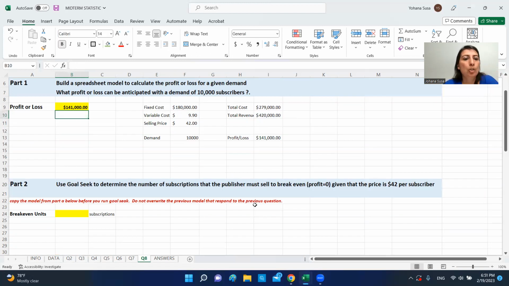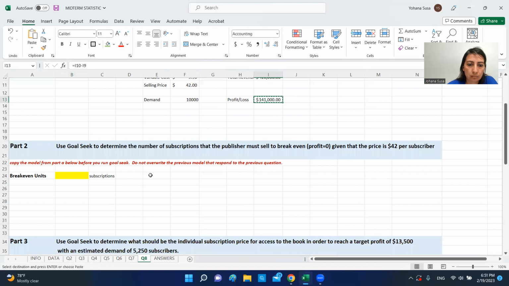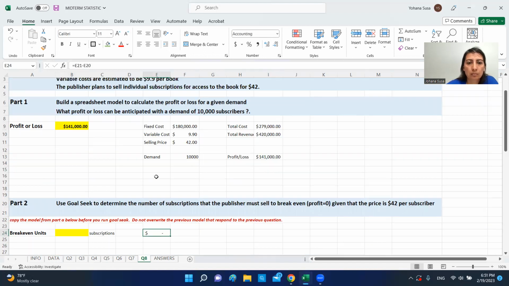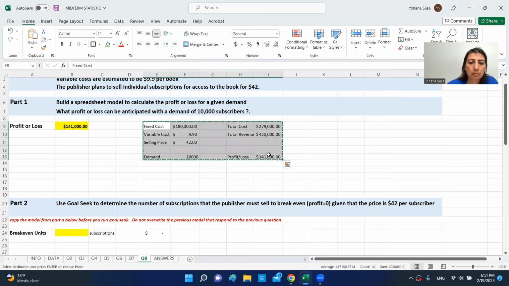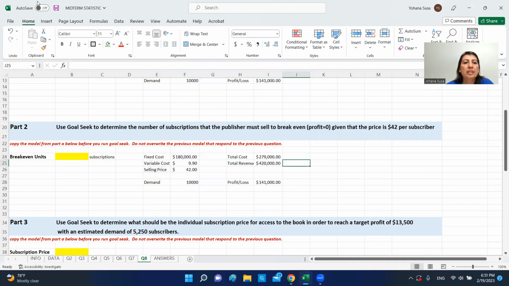Now, part 2. Use goal seek to determine the number of subscriptions that a publisher must sell to break even. So have a profit of 0, given that the price is 42. So for that, we're going to copy again our data input. Okay. Now it says that we need a selling price of 42, but our profit needs to be equal to 0.